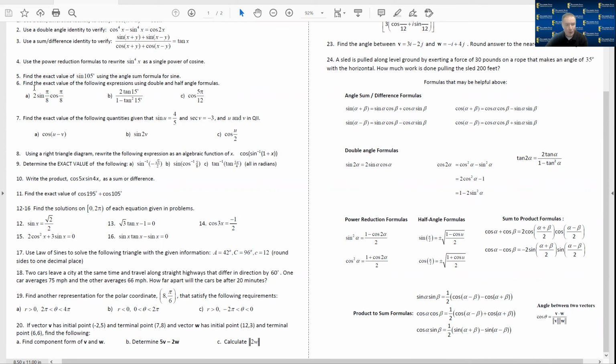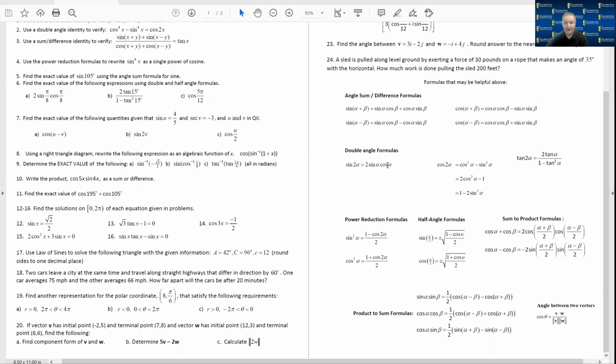Now, when I look at number 6, and it's asking me to find the exact value, instantly you look at it and say, well, I don't know what the sine of pi over 8 and the cosine of pi over 8 is. No, that's exactly half of the angle you do know. You do know what the sine of pi over 4 and the cosine of pi over 4 is. So you'd say, well, okay, look over here.